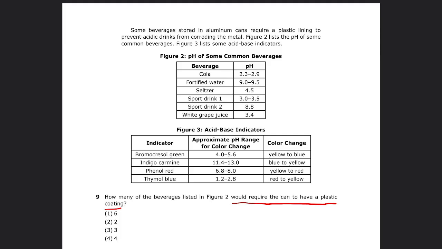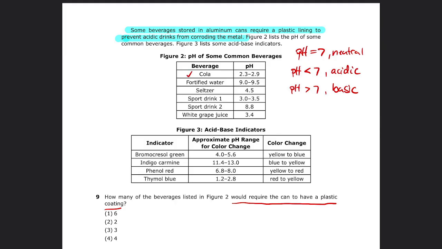Well, if we go back to the question, it says that the acidic beverages are the ones that need the plastic coating. Where does it say that? All right, so we need to essentially figure out what beverages are acidic, and then that's the number of beverages that require the coating. So a little review on acids and bases. If your pH is equal to 7, that means that you're neutral. If your pH is less than 7, that means that you're acidic. And if your pH is greater than 7, that means that you're basic. So we're looking for pHs that are less than 7.